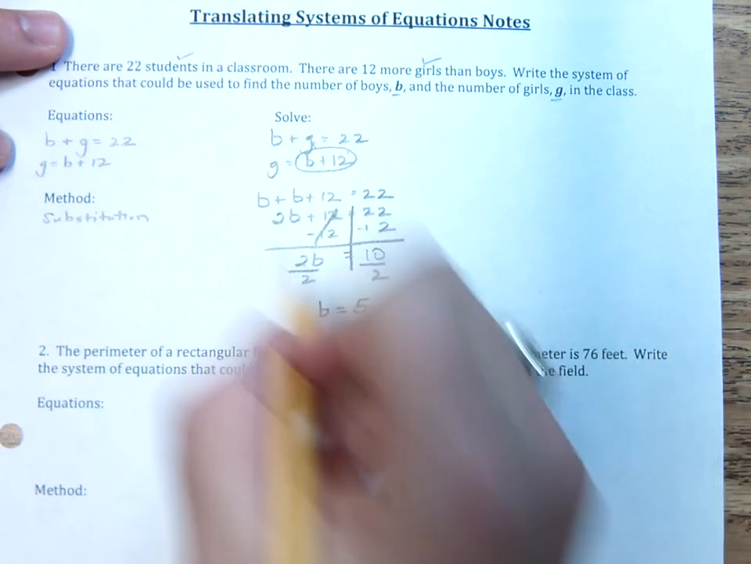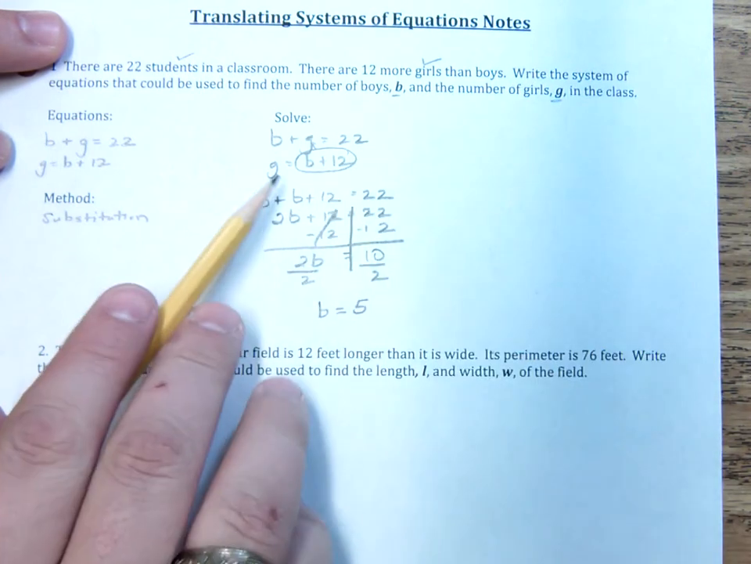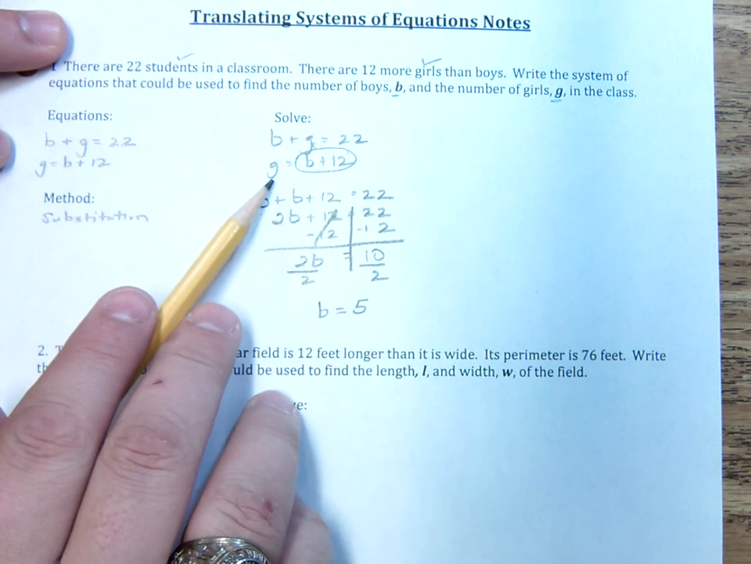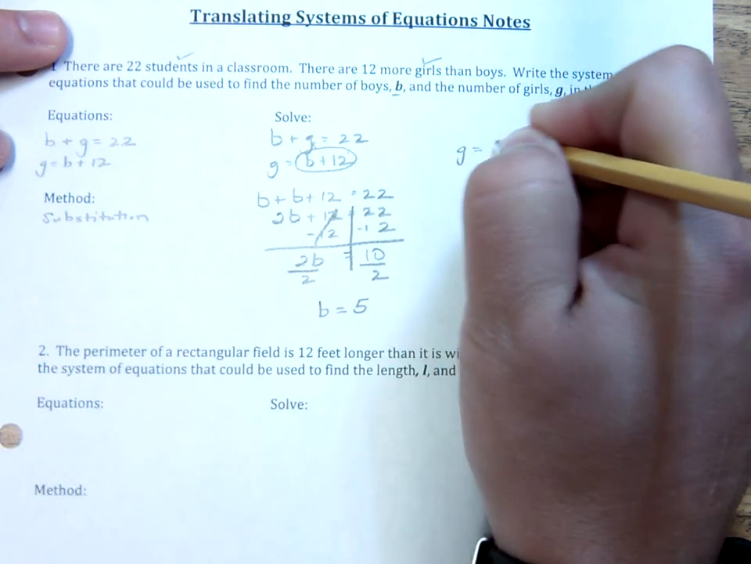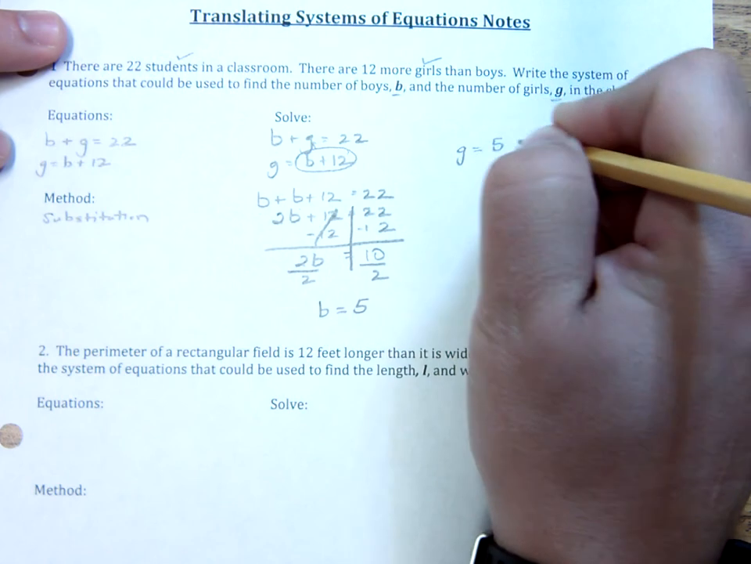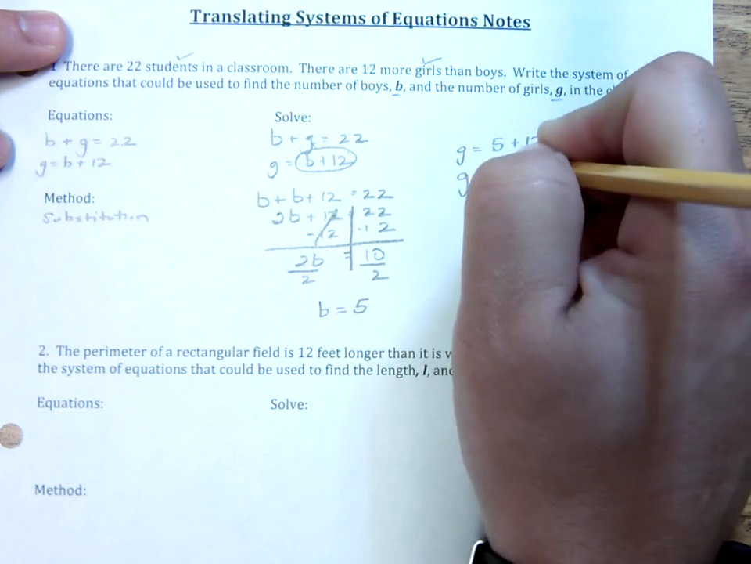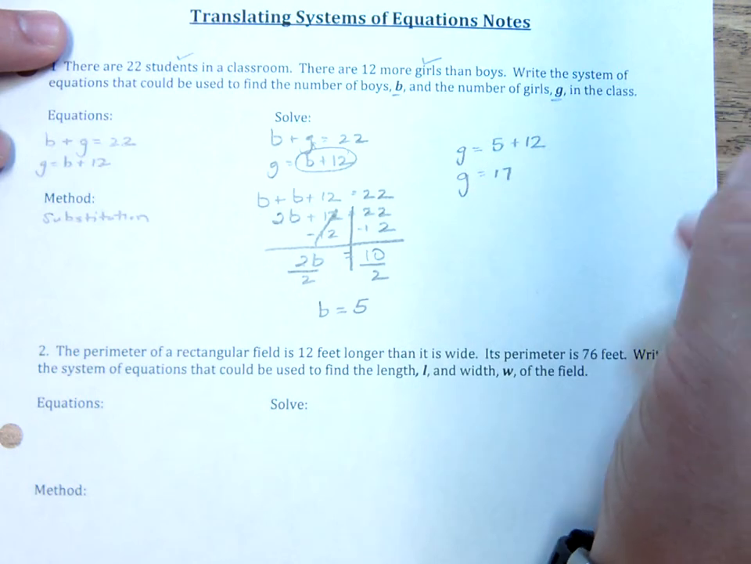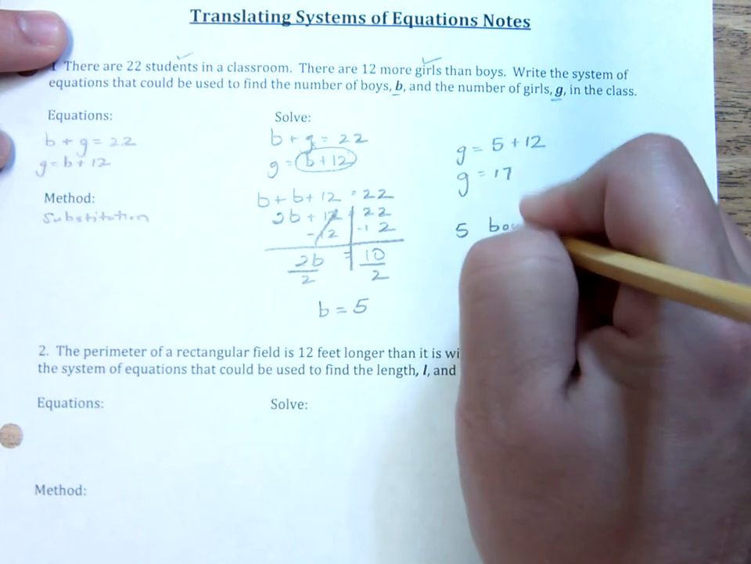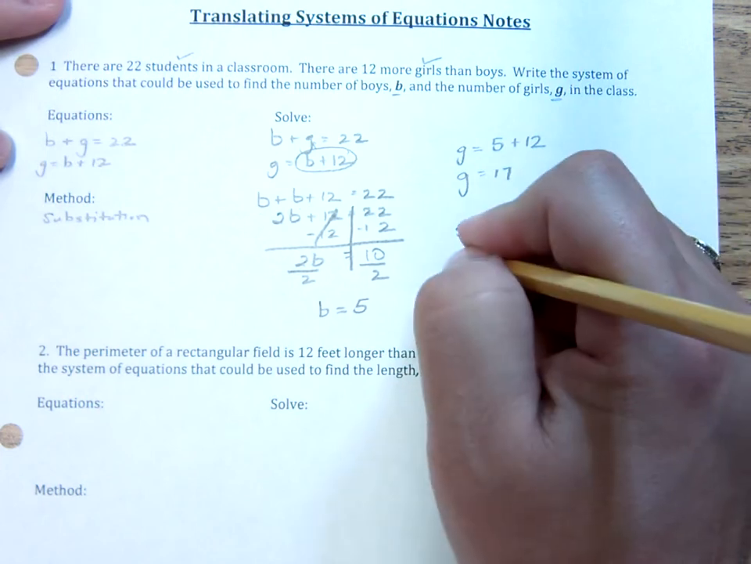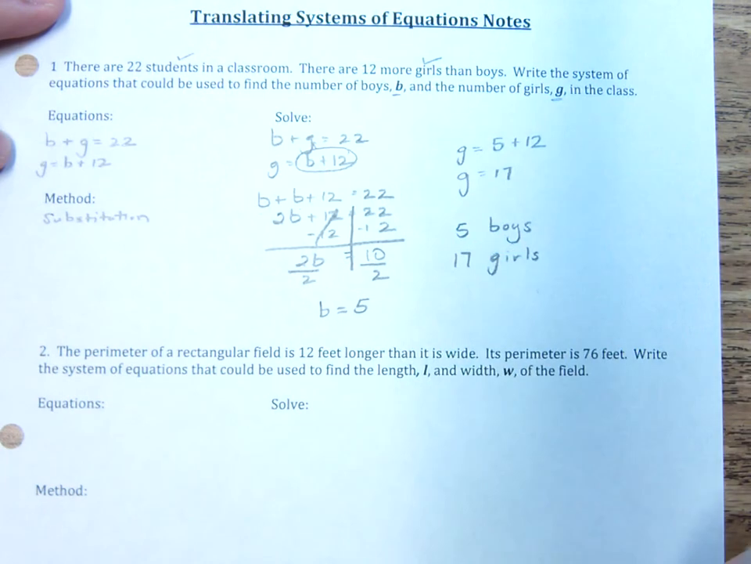To go ahead and get my g value, I can go up and plug it into either one of these. Now, I think that the second one's going to be the easiest to plug it in since g is already solved. So I'm just going to go back in and I put g equals, instead of b now, I know b is 5 plus 12. G equals 17. So I know that there are 5 boys and 17 girls in this particular class. There's my solution.